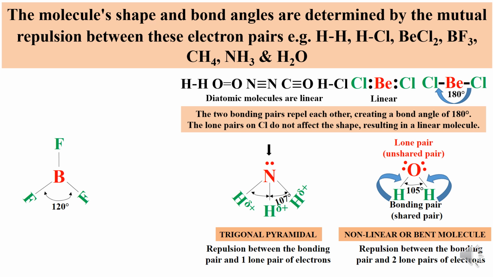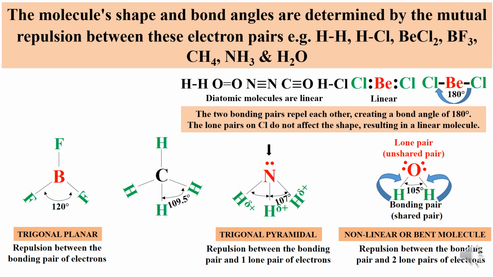And in case of the boron trifluoride molecule, it takes the trigonal planar shape with a bond angle of 120 degrees, and this is due to repulsion between the bonding pairs of electrons. So in case of boron trifluoride, you don't find any lone pair of electrons on the central boron atom, and there are only bonding pairs, three bonding pairs of electrons between boron and the fluorine atoms. And the molecule takes the trigonal planar shape due to repulsion between the bonding pairs of electrons.